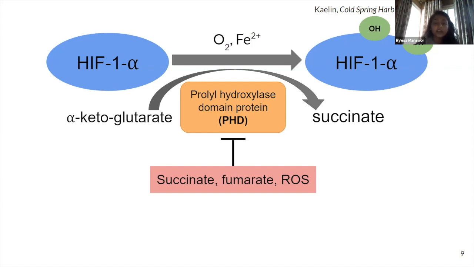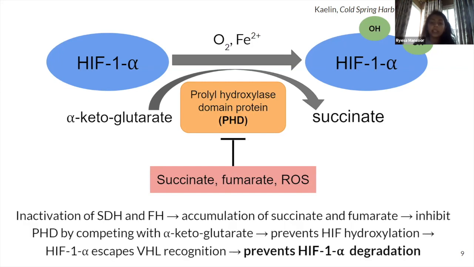But there is a normal negative feedback mechanism where if you have increased amounts of your product, then the enzyme is going to be downregulated. So if there's an accumulation of succinate, fumarate, or reactive oxygen species, products from these intermediates going into the Krebs cycle, PhD is going to be inhibited, and then this hydroxylation is not able to occur, HIF can't be tagged, and it can't be degraded.